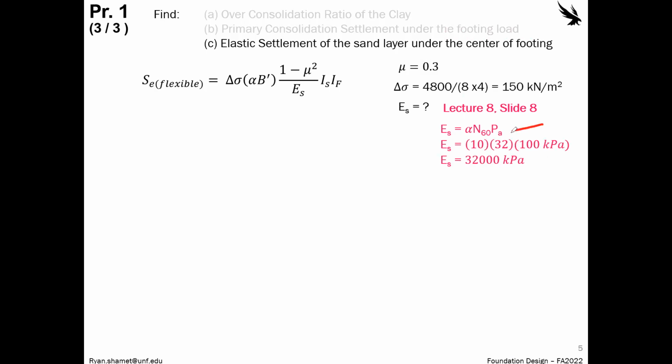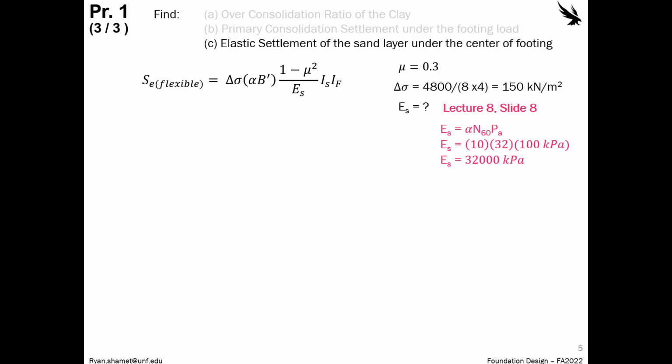Our Es we need to find, so we can go to lecture 8, slide 8. You can use this equation. The important thing to note here is this alpha is dependent on the type of soil. It is not the same alpha as this one right here, so it can be kind of misleading. But yeah, this is for a clean, normally consolidated sand, should be about 10. Our average N60 blow count was 32, and then the atmospheric pressure, you can just assume 100 kPa. So this means our Young's modulus, or modulus of elasticity of the soil, is about 32,000 kPa. Again, this value could change a bit.